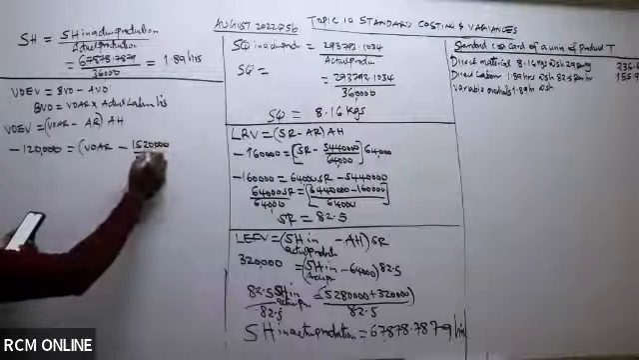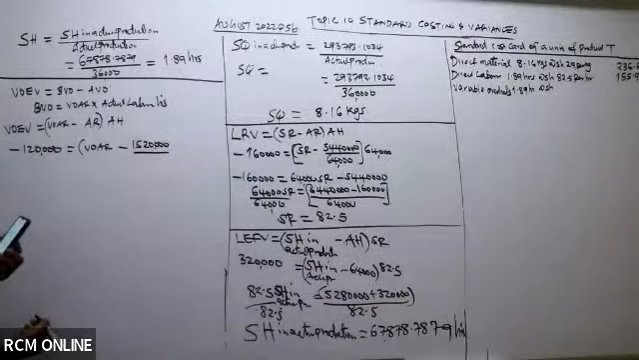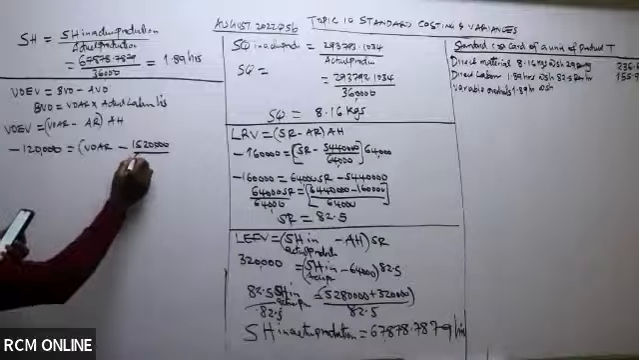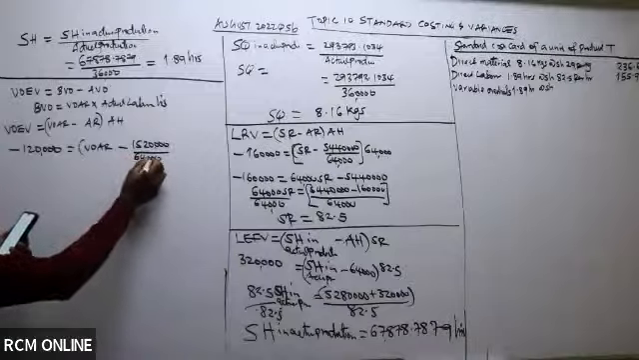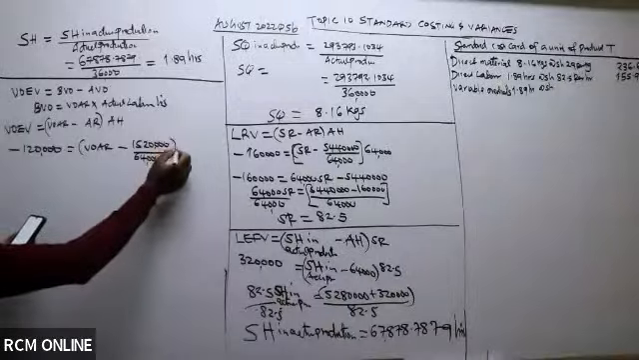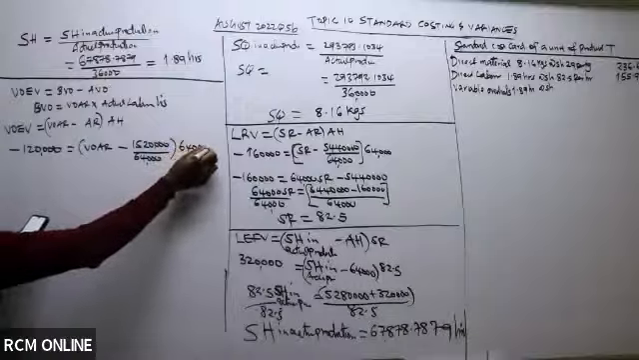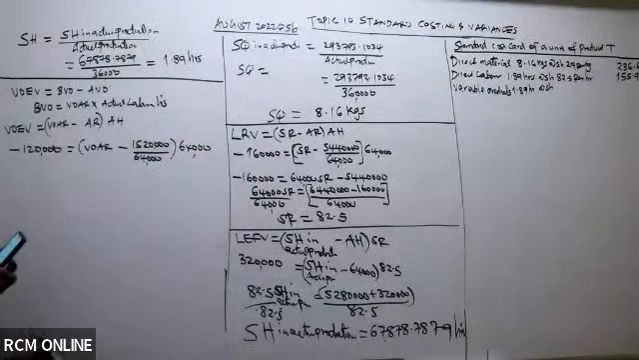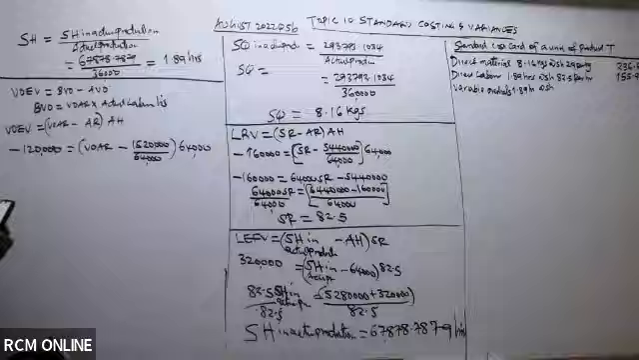1520,000 divided by actual hours. So do we have actual hours? 64,000. 64,000, then you multiply by 64,000. Multiplied by 64,000. So what are we getting?